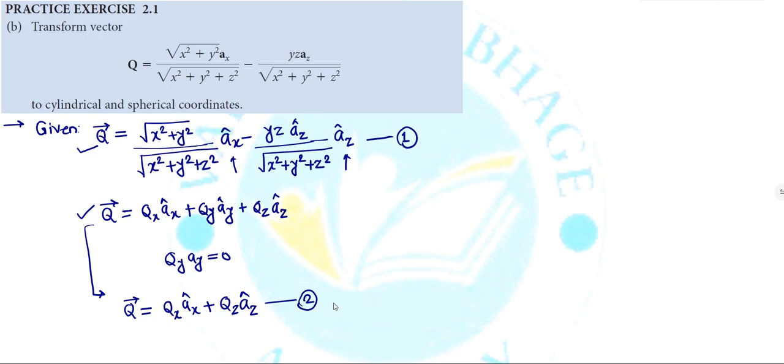Now if you compare equation 1 and 2, you will find this magnitude over here is the component along x direction, so we can say this to be Qx, and this component along z direction is said to be Qz. Don't worry, we are going to rewrite this equation again. This is for your reference purpose, that we have the Qy ay component to be 0.